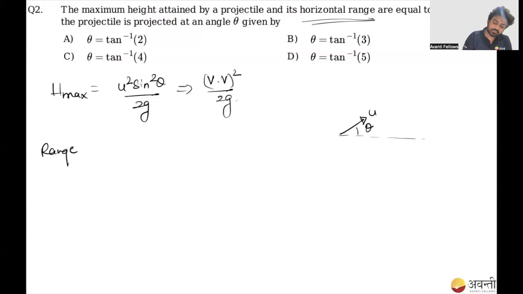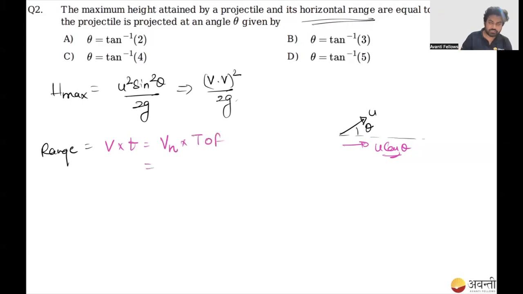For range, since the horizontal velocity, that is u cos theta, is never changing, because there is no obstruction in horizontal direction. Only gravity is doing obstructions in vertical motion. So this speed will remain constant. And for how much time will it cover the horizontal distance? For the time till it is in air, which is called time of flight. So how will we find range? Range is equal to velocity into time, or specifically if I call horizontal velocity VH, into time of flight.